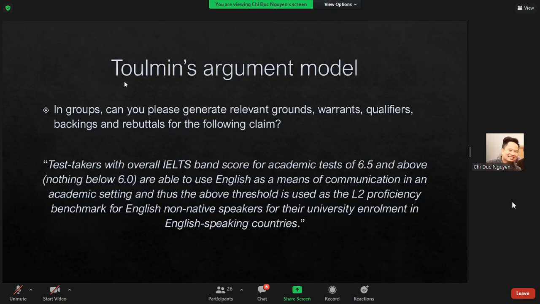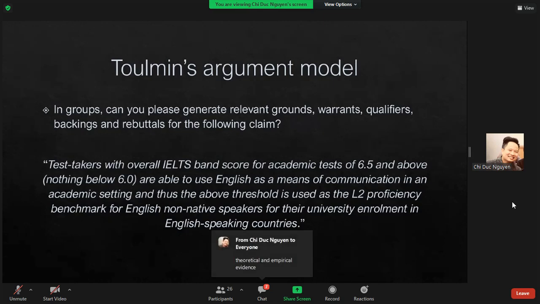So from that, we can have a combination of theoretical and empirical evidence to justify this claim. But the plausibility of the evidence is only secured and ensured when we have some kind of warrant. What kind of warrants do we need to make?